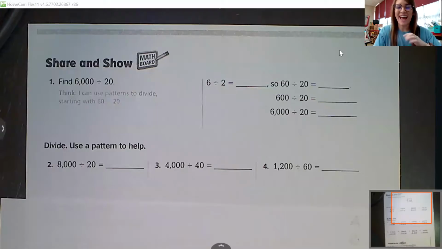Hey, fourth grade, happy Thursday. Can y'all believe that we are already into May and we are counting down to summer? Oh my gosh, it's so close.